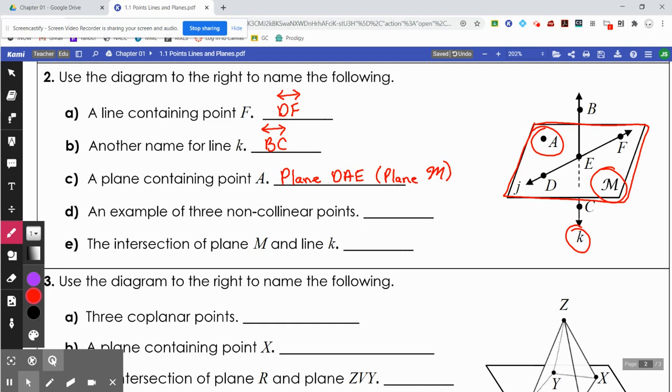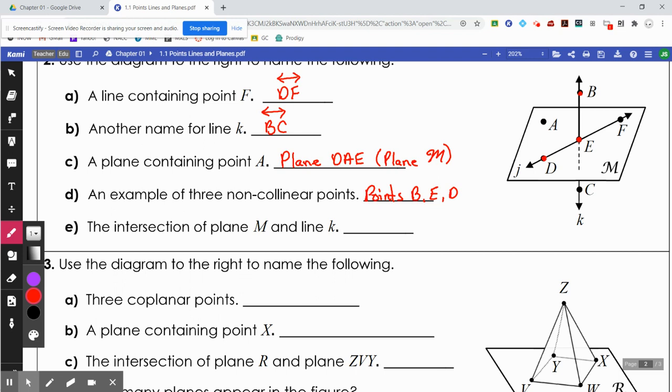An example of 3 non-collinear points. So 3 points that are not in a straight line. We could do B and E are in a straight line, but let's throw in D because all 3 of those don't lie on the same line. And E part, the intersection of plane M and line K. Plane M, you can see it, flat surface right here, and then line K, it goes up and down. They cross right here at point E.